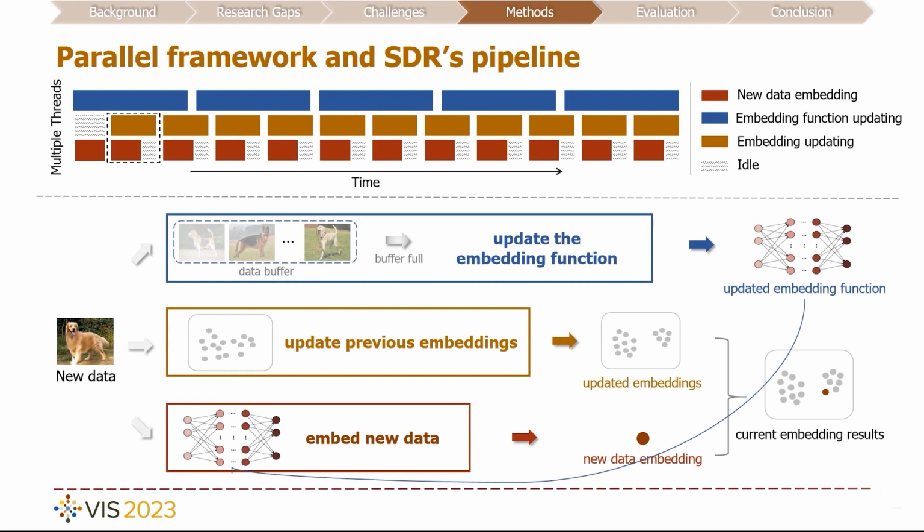The new data embedding module calculates embeddings for the incoming data, while the embedding updating module updates the existing embedding results. The embedding function update module initially stores data and updates the embedding function when the buffer reaches its capacity. This updated embedding function is subsequently employed for computing embeddings for future incoming data.